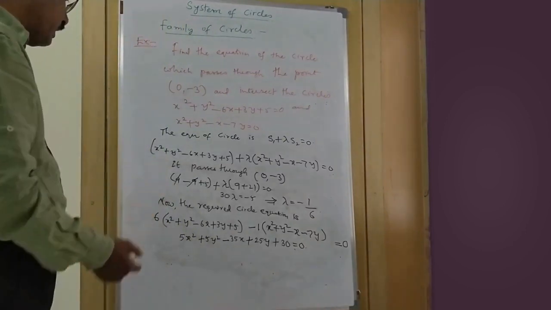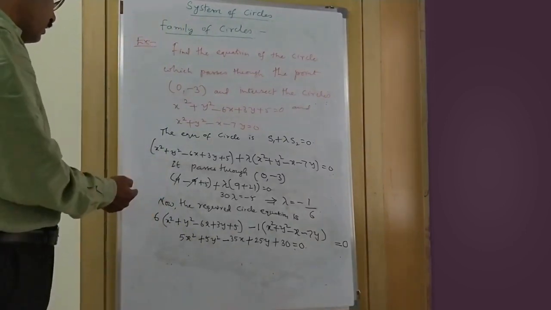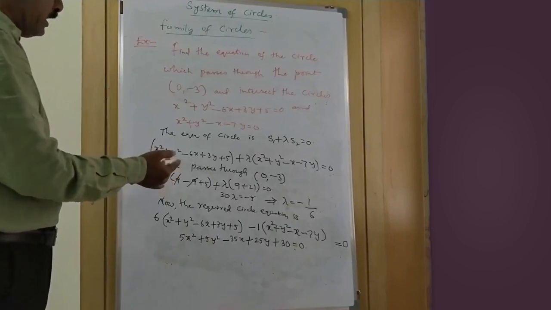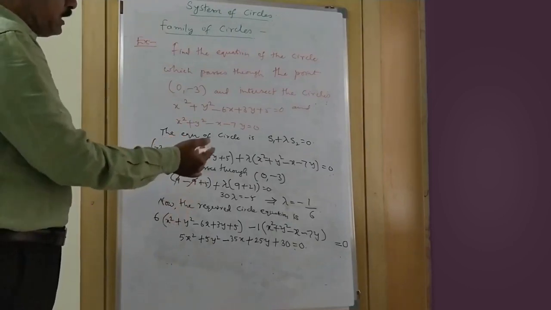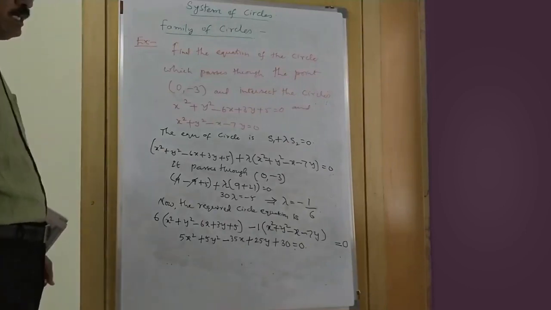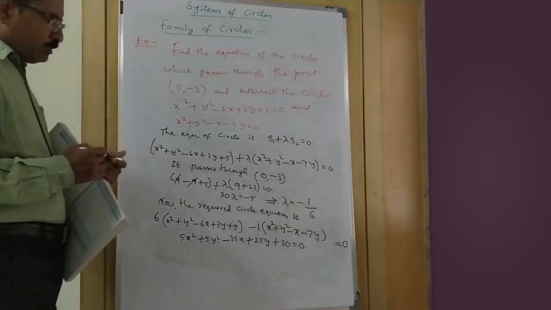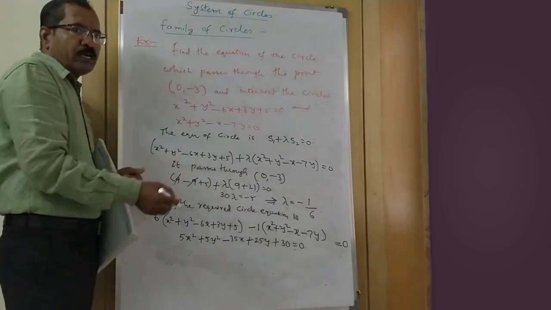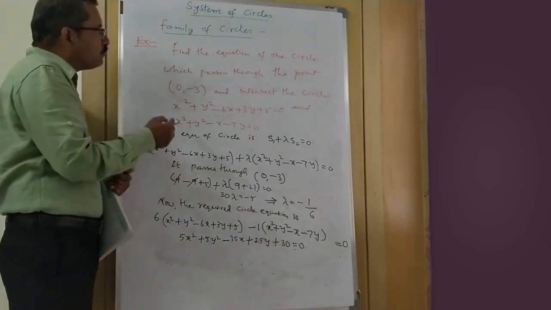If you divide by 5, what do you get? x square plus y square minus 7x plus 5y plus 6 is equal to 0 is our required circle equation. You understand this? Okay. Once again, look at this.